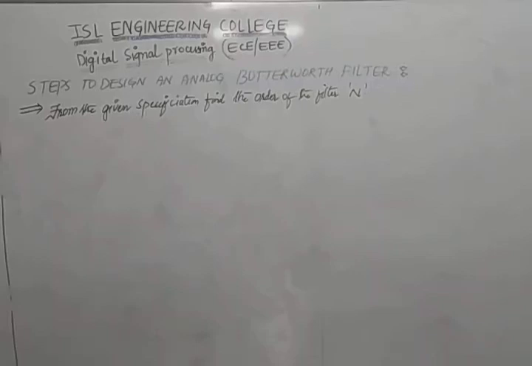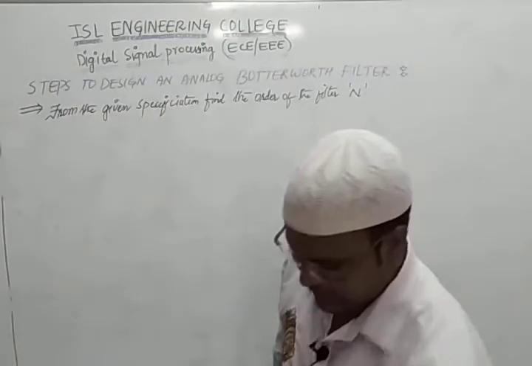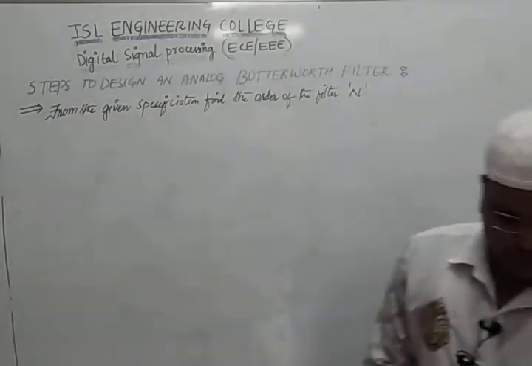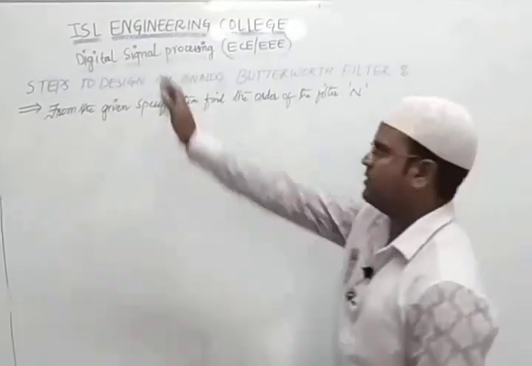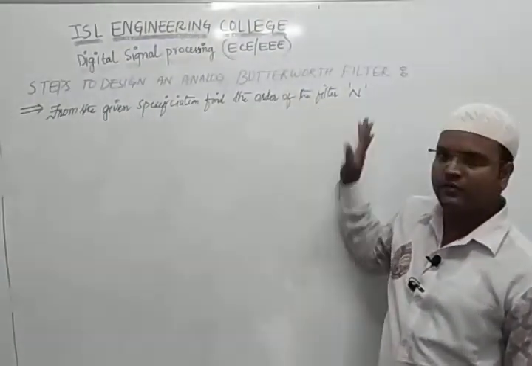Students, we want to find the steps to design an analog Butterworth filter. So now we are proceeding to design the analog Butterworth filter. For that we need to understand what steps are needed to design it. The first thing we need to find is the order of the filter, n.